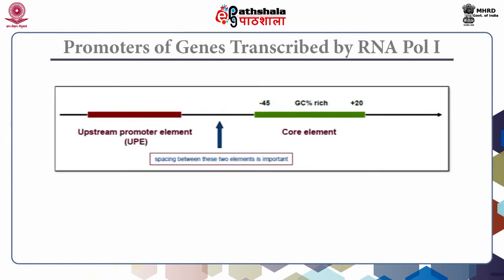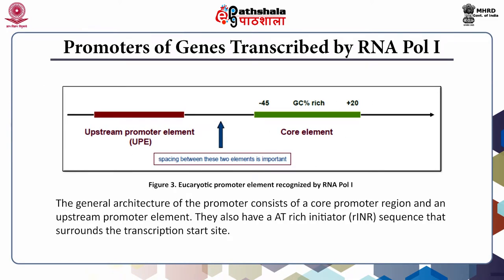Promoter elements recognized by RNA polymerase 1 are not well conserved in sequence from one species to another. However, they have an AT-rich initiator conserved sequence surrounding the transcriptional start site.